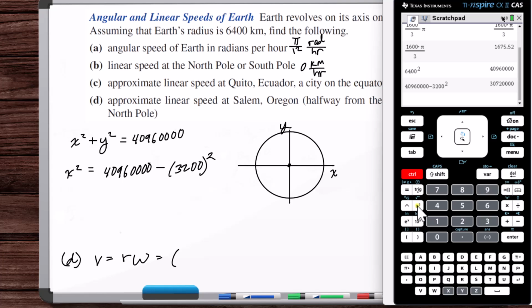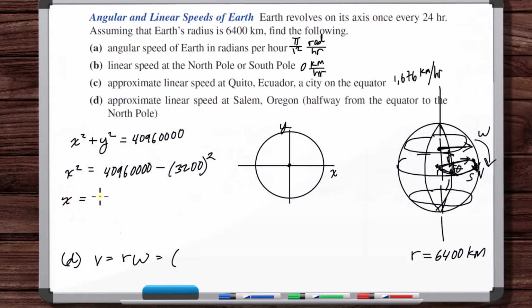Okay, now let's take the square root. x is 3,200 root 3. And we don't need to think about plus or minus. The plus or minus from the square root property is because at this y you've got two x values, this one and this one, but let's just think about the positive one, doesn't matter. So 3,200 root 3, and that is the radius that corresponds to being in Salem, Oregon. So you see it's a little bit different, right? It's not quite 6,400 divided by 2.